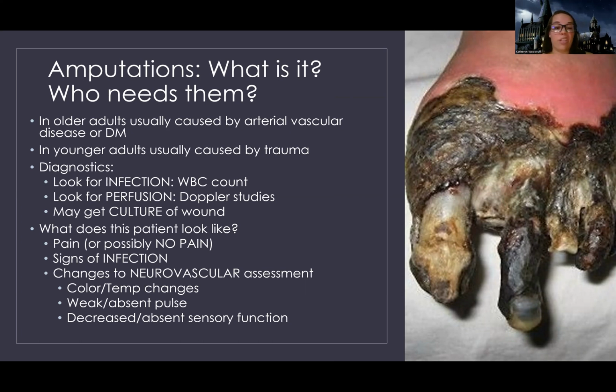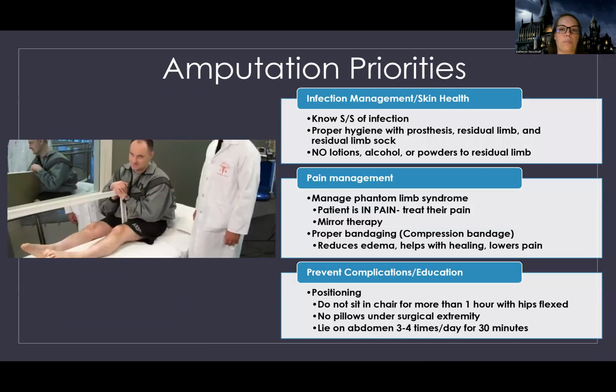There might be drainage and stuff like that from the wound. And then remember, this is where that neurovascular assessment comes in. We're going to be looking for some of those 7 P's and 1 C. So color and temp changes, a weak or absent pulse, or decreased or absent sensory function. And there's more that apply there, but this is just a few to talk about. So that was kind of talking about before.